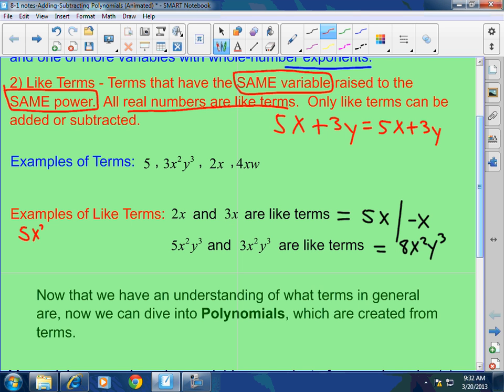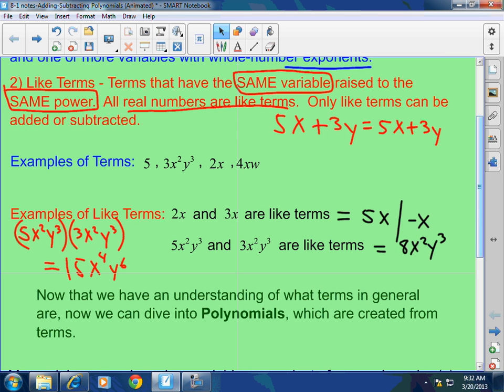So just for giggles, what if I had 5x squared y cubed times 3x squared y cubed? What would that equal, gentlemen? 15 x to the 4th, y to the 6th. When you multiply the same base, you add the exponents. Good job, well done. That's the kind of stuff we're going to need to be able to refer back to whenever we want, okay, guys? Does that make sense so far?